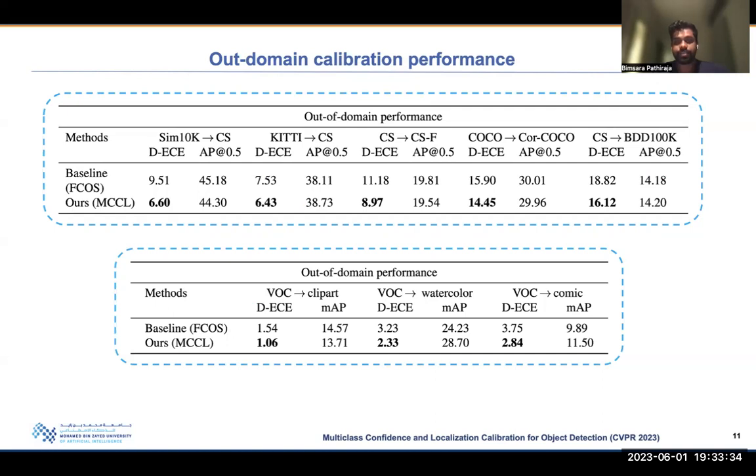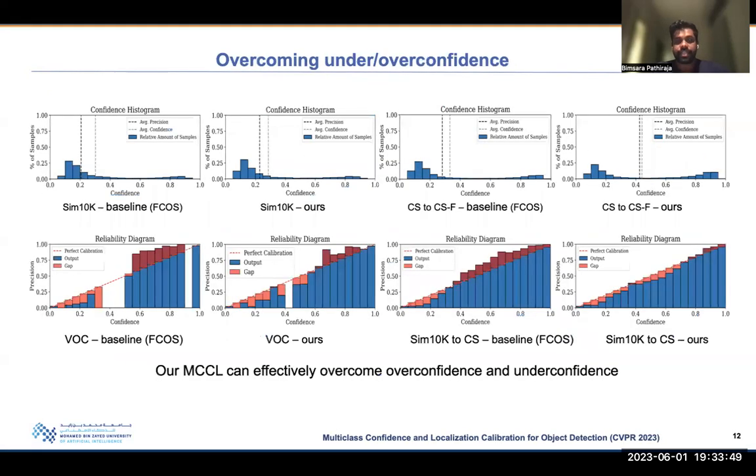Corrupted COCO is a corrupted version of MS COCO, which is constructed by applying random corruptions. MCCL is able to reduce DECE while preserving or sometimes even improving the AP values. A perfectly calibrated model should reveal no gap between the confidence and accuracy. Our method is capable of overcoming overconfidence, as shown in confidence histograms and reliability diagrams, and underconfidence, as demonstrated in reliability diagrams.